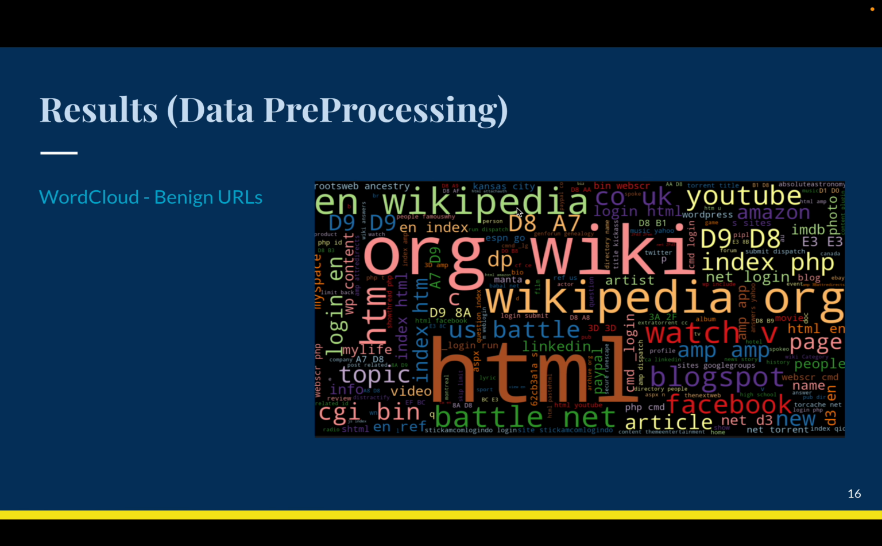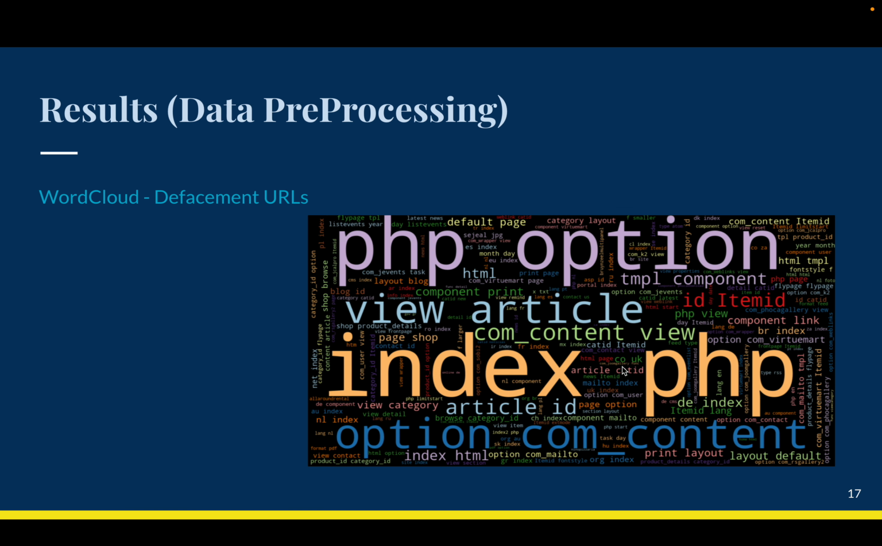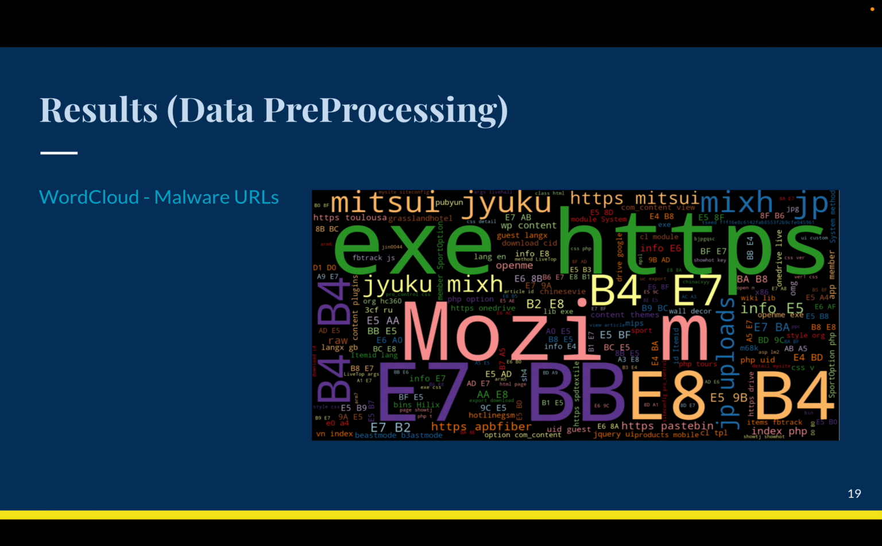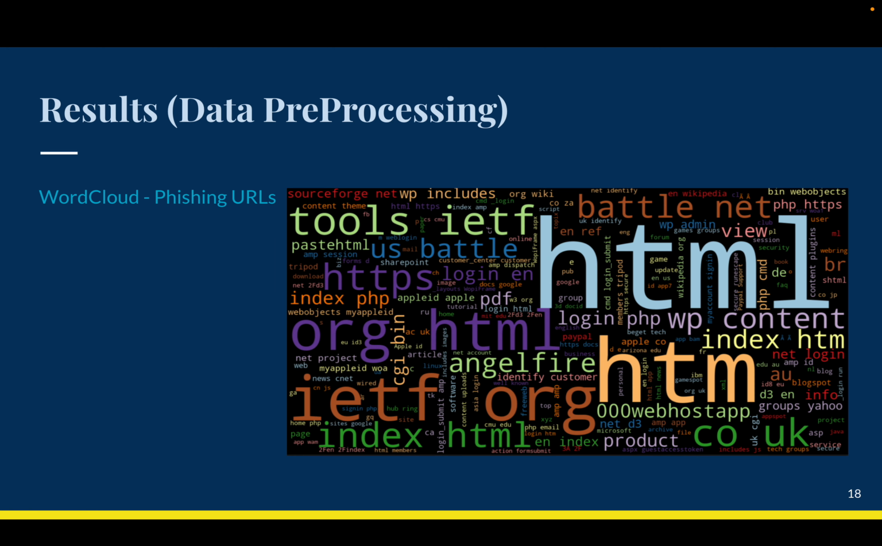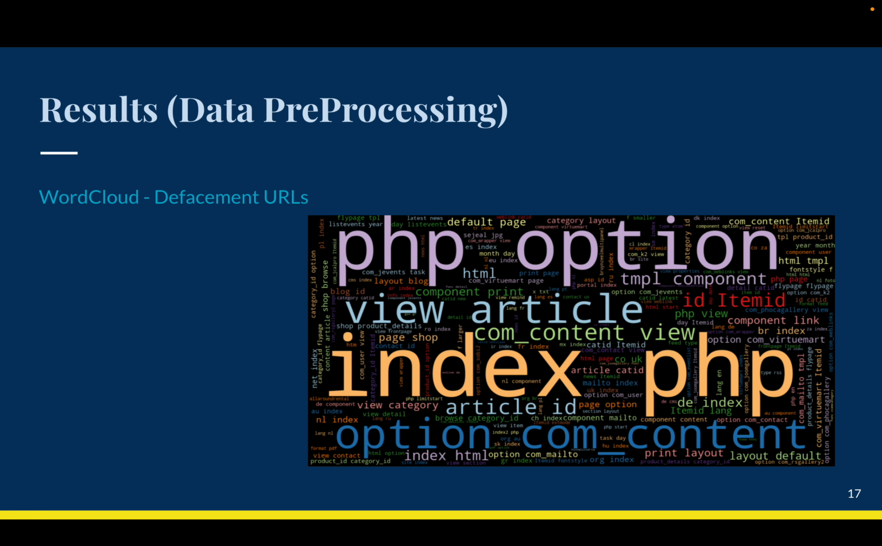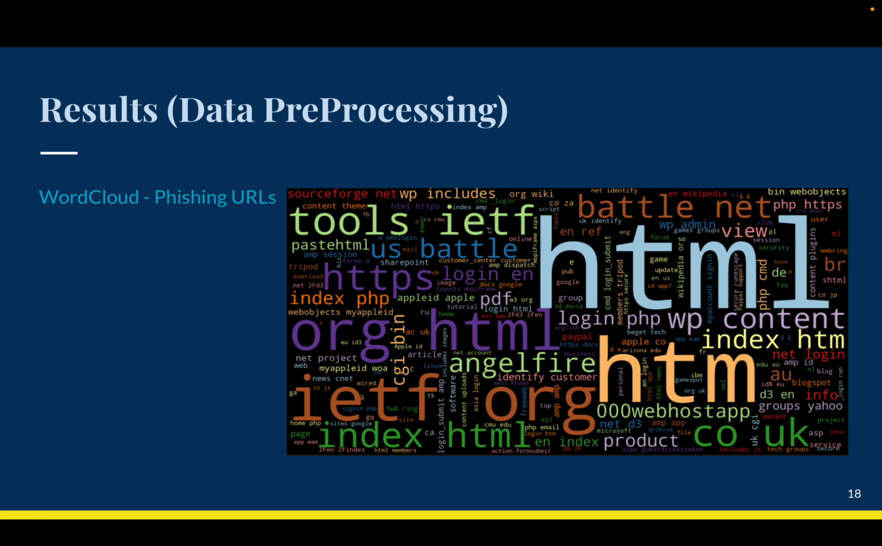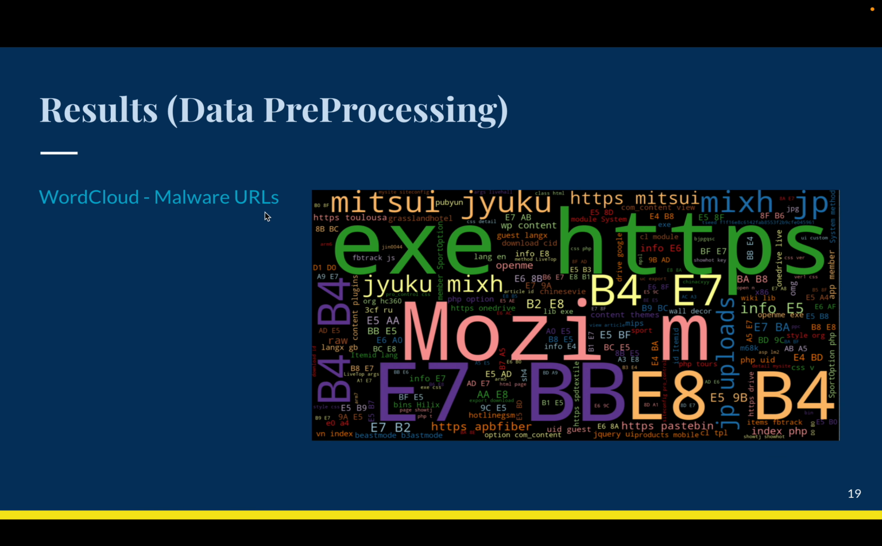So this is the word cloud for benign URLs. Now notice how the contents of the word cloud change. All the previous word clouds seem to have words that may be common in legitimate URLs as well, like the defacement URLs and phishing URLs. But in the case of malware, we see that there are different codes and numbers. So yeah, this is a prominent sign that shows that the URLs are not normal.